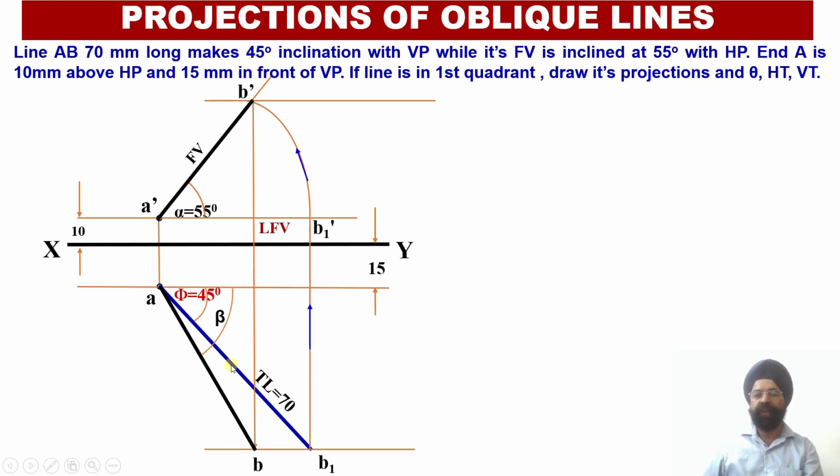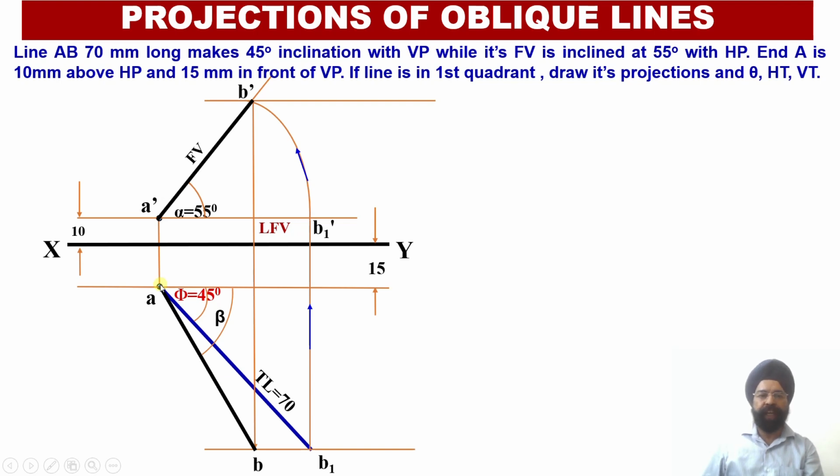Now we can observe that the true length of the line is bigger than the apparent length of the line, but the apparent angle of inclination beta is greater than the true angle of inclination phi over here. So the apparent angles will be bigger than the true angles, while the true length will be bigger than the apparent length of the line.